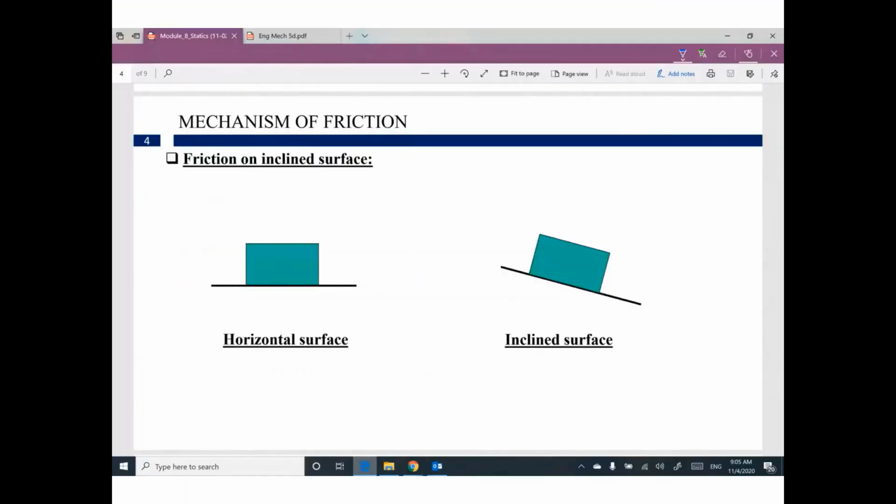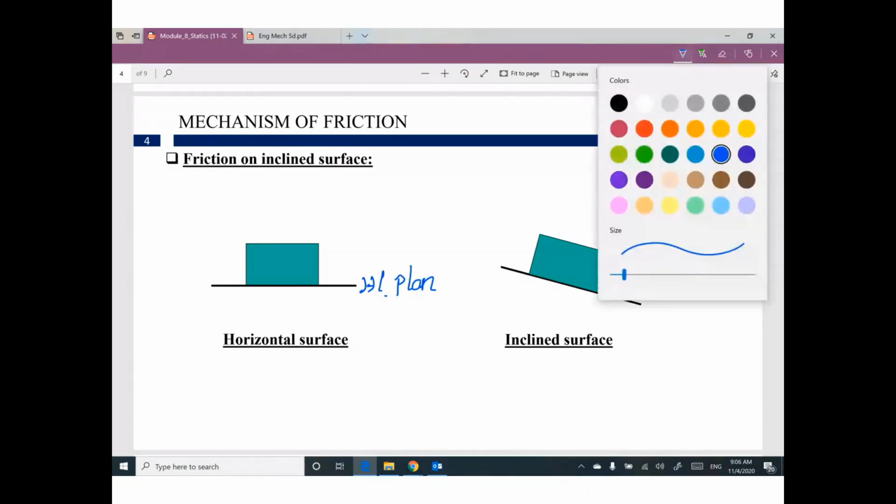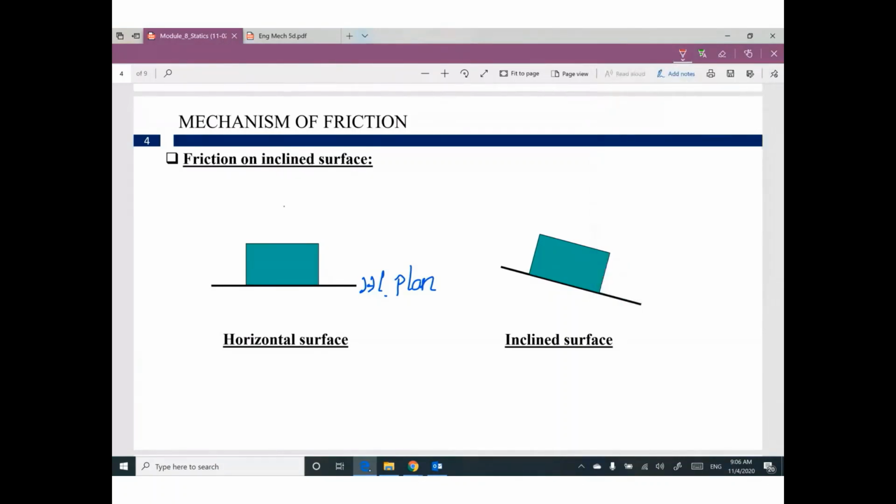In our meeting today, I will continue with the friction phenomenon. Last time I told you, if you have a box on a horizontal plane, this box has a weight W. Any weight acts in the vertical direction.